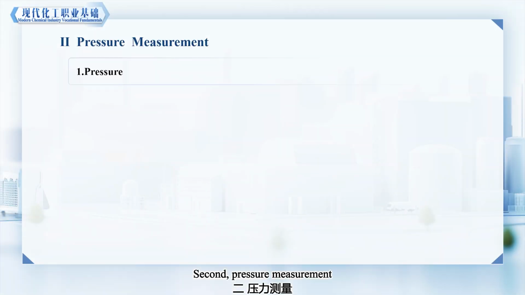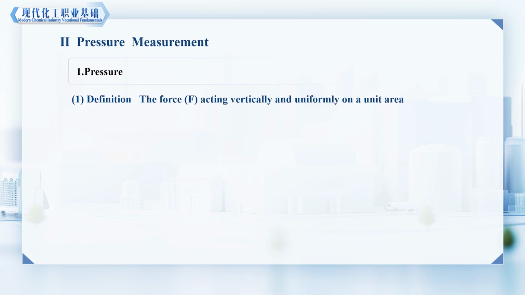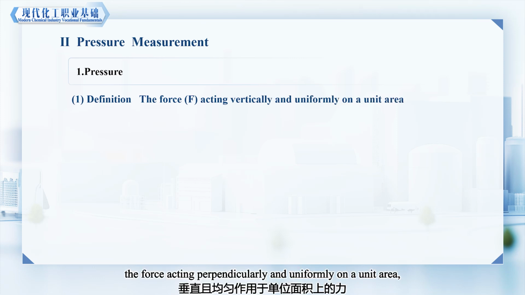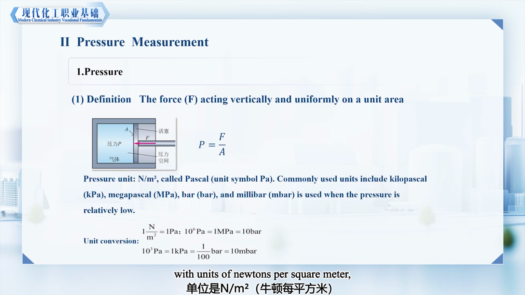Second, pressure measurement. Pressure is ubiquitous in chemical production. For example, in high-pressure reactors, reactants need to undergo reactions under specific pressure conditions. Pressure is defined as the force acting perpendicularly and uniformly on a unit area, as shown in the figure, with units of newtons per square meter, also known as Pascal. In practical applications, we also use units such as kilopascal, megapascal, and bar.